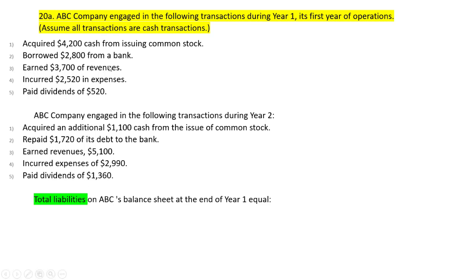We earned revenue, that's not a liability. We incurred expenses, that's not a liability. We paid dividends, that's not a liability. So the answer here is that borrowing money from the bank means our ending liability balance will be $2,800.